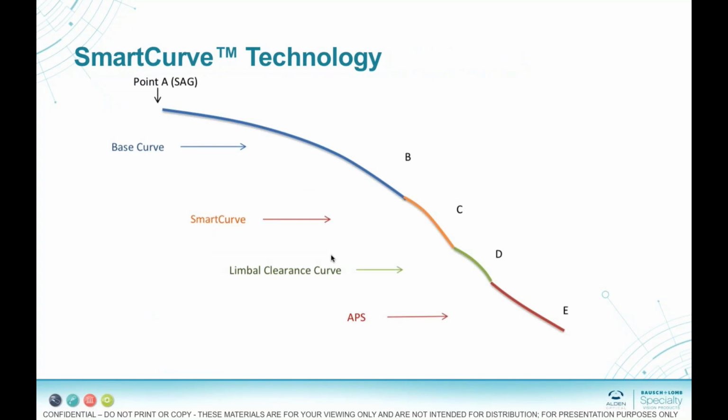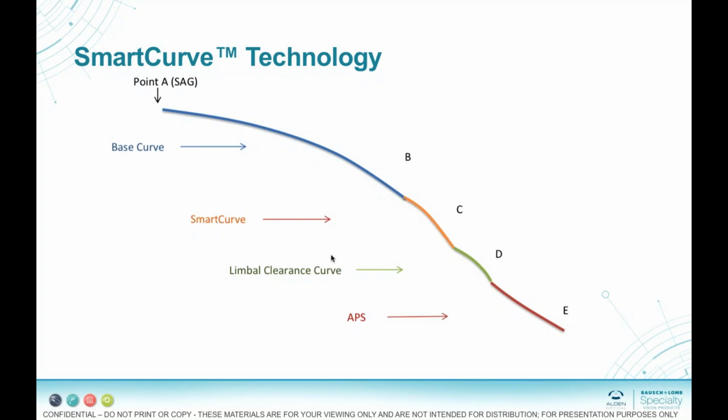Briefly to talk about how the Smart Curve technology works. The Smart Curve is really just a zone in the mid part of the lens. And the way it's designed is it allows you to make changes internal or external to this curve, and the Smart Curve is the only part of the lens that has to adjust to compensate.